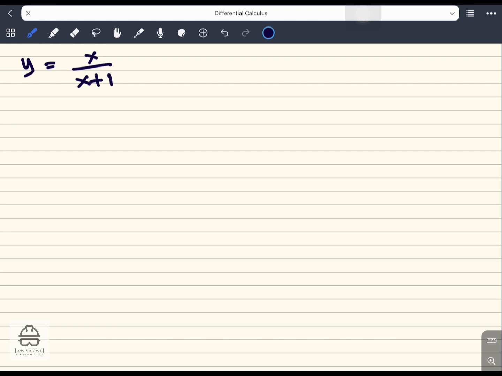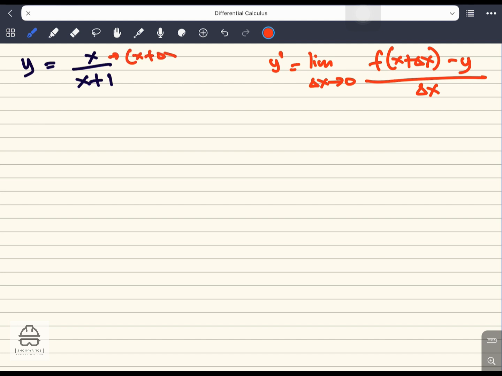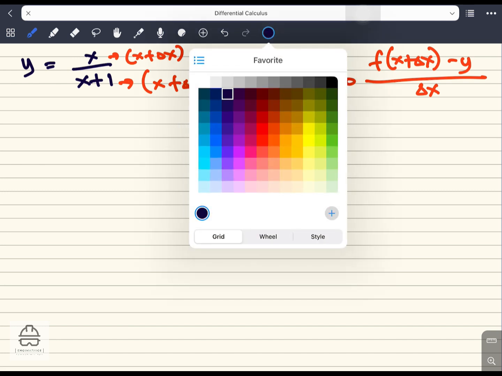Okay, so as I've said earlier, the formula is y prime is equal to the limit as delta x approaches 0 of f of x plus delta x, the function of x plus delta x, minus y, divided by delta x. Okay, so sabi ko kanina, yung gagawin natin dito sa function of x, lahat ng x, we will substitute it with x plus delta x. Okay, so let's start solving now.